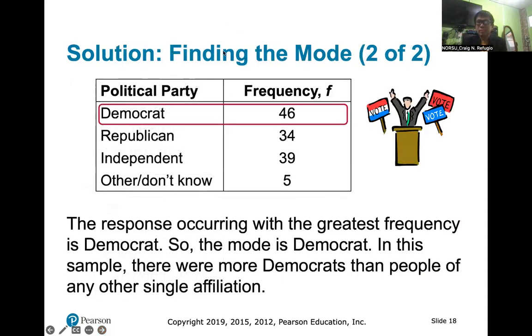So we have here the solution. The response occurring with the greatest frequency is Democrat. So the mode is Democrat. In this sample, there were more Democrats than people of any other single affiliation. So the modal political party is Democrat. So that's how you are going to calculate the mode in a given frequency distribution.